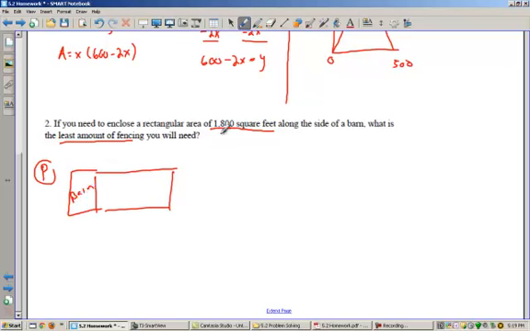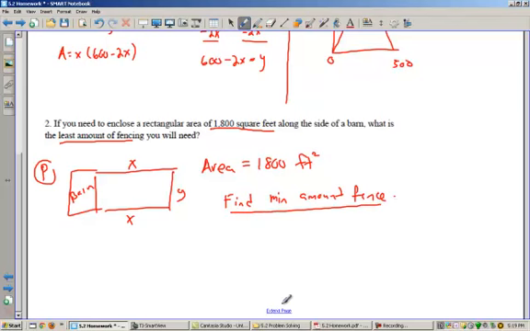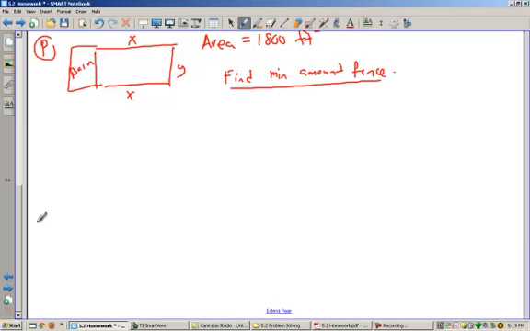But this time, instead of giving us the perimeter, they give us the actual area. So the area is 1,800 feet squared. I still have this as x, this is y, this is x. And now it says, what is the least amount of fencing I will need? All right, so that's find the minimum amount of fence.